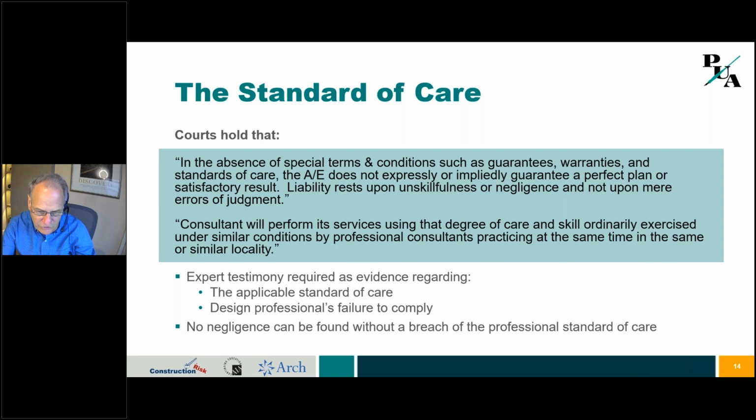So there's no negligence without a breach of the professional standard of care. And that's why we need to have a reasonable standard. Sometimes I'll see these standard of care clauses that say you're going to act with the highest standard. And it goes on to say, and you shall comply with all the codes and laws, and you shall do all this, and all that's considered standard of care. That becomes uninsurable. Next.